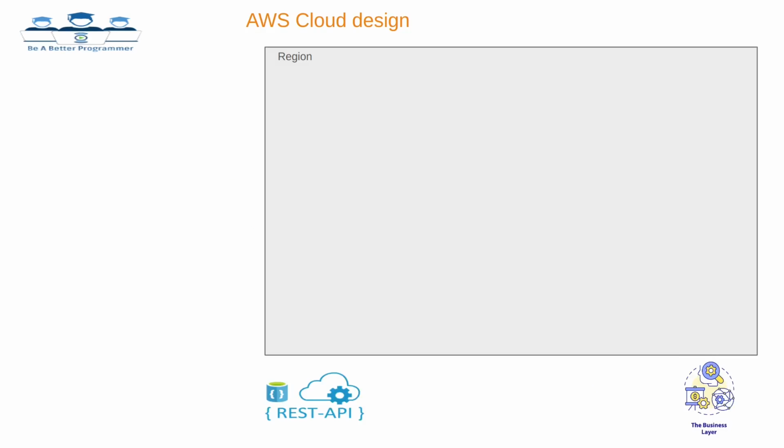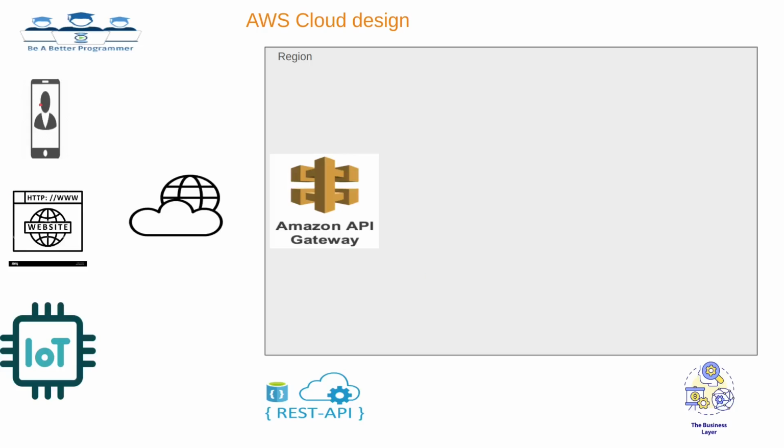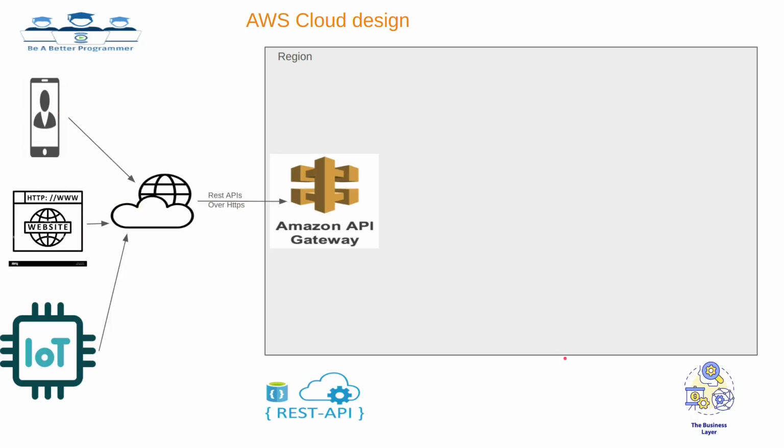in depth. Let's say you have an AWS account and an AWS region, US East 1, and you have developed an API in that region. Then you have many clients: a mobile application that will call the API, a web application that will also call the API, and an IoT application. All these applications will connect to Amazon API Gateway over HTTPS, using the internet.